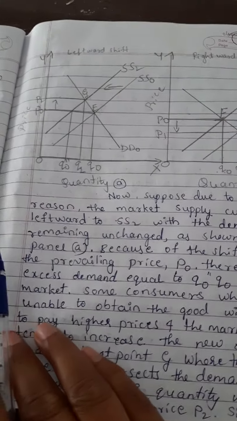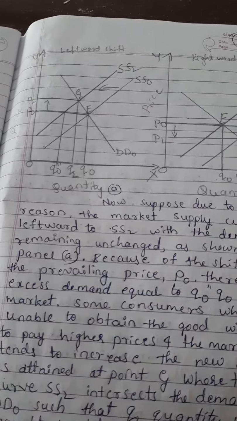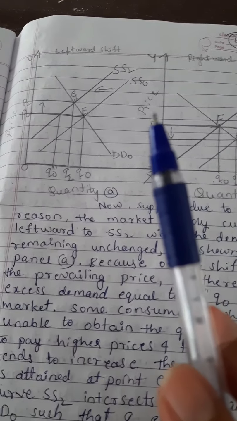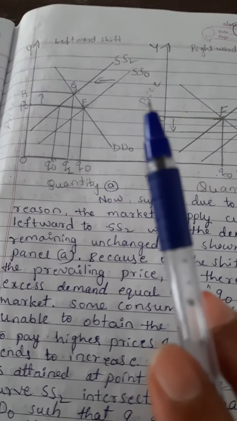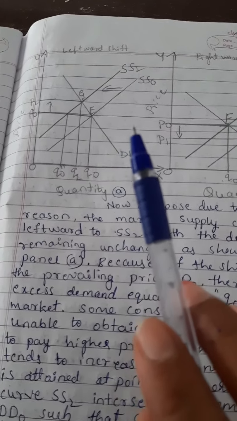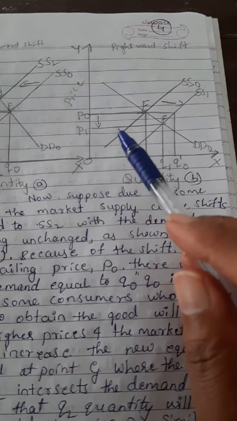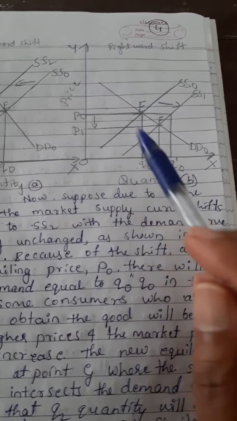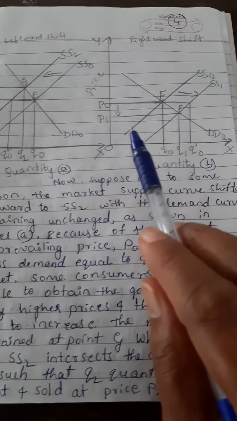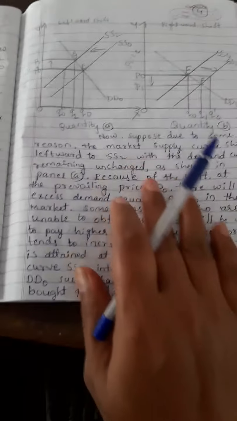This is the shift in the demand curve. Don't forget it. In the demand curve, price increases means shift of the curve rightwards. In the supply curve, price increases means shift of the curve leftwards. Price decreases means, in the demand curve, shift leftwards, and in the supply curve, shift rightwards. I have just given the explanation here.